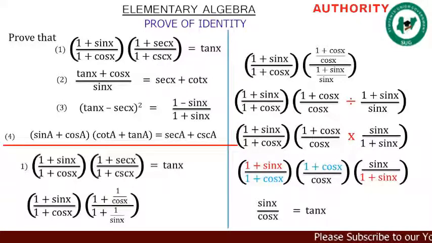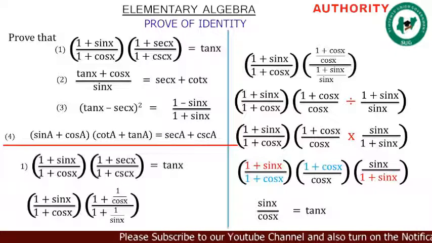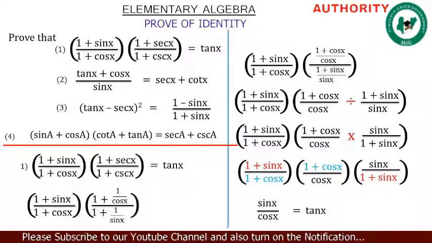So therefore we're going to have sine x all over cos x, and sine x all over cos x is the same as saying tan x. So therefore (1 plus sine x all over 1 plus cos x) times (1 plus sec x all over 1 plus cosec x) is equal to tan x. So we say hence the proof.